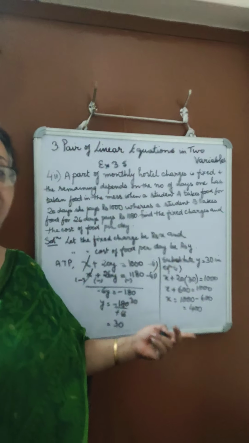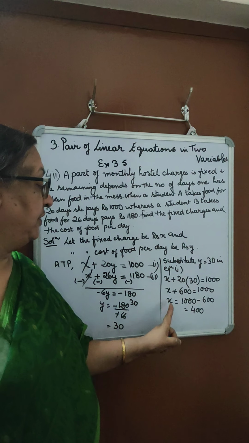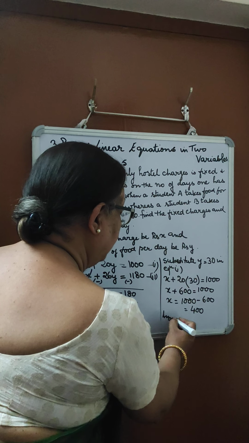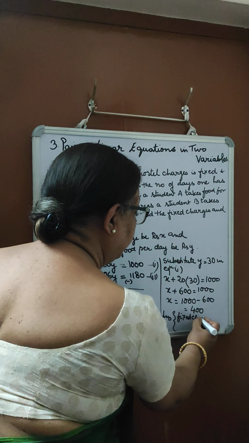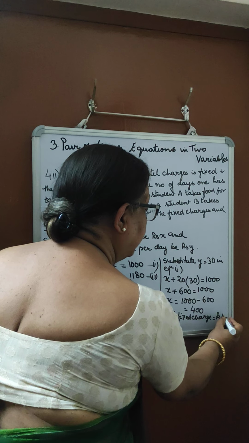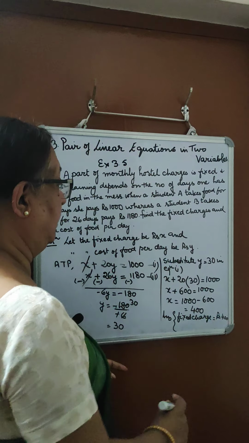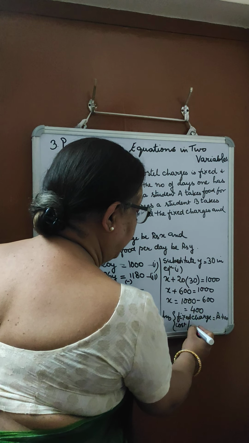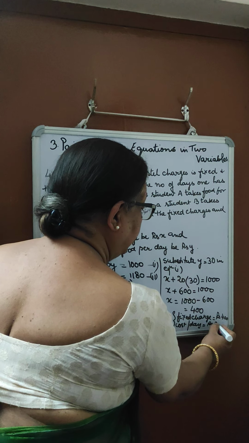Okay, so what will be the answer? The answer will be the fixed charge, that is X. So the fixed charge is rupees 400 and the cost of food per day is rupees 30.